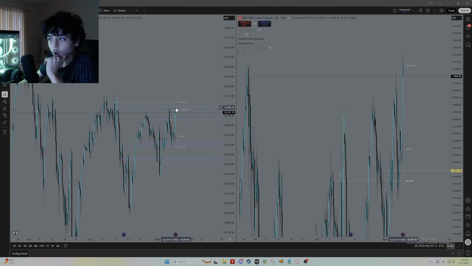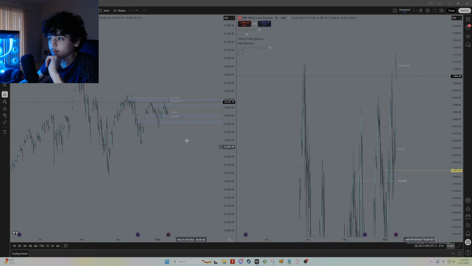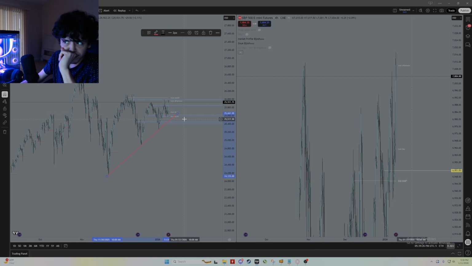So if we were to respect this fair value gap and go up, more than likely we're going to get a wick that goes up into this area and then comes back down to take out some liquidity, possibly a lot of liquidity. Look at this, we're on a real good trend right now. I don't really use trends, but yeah, some people use them.